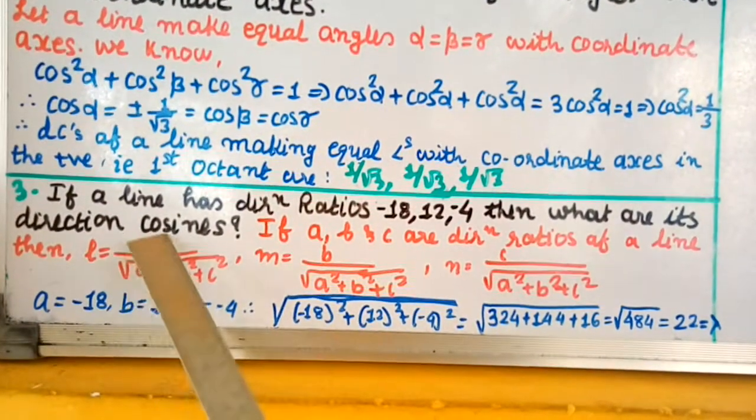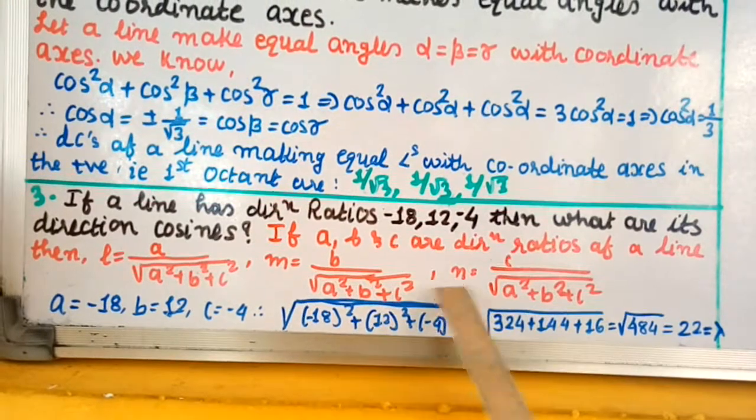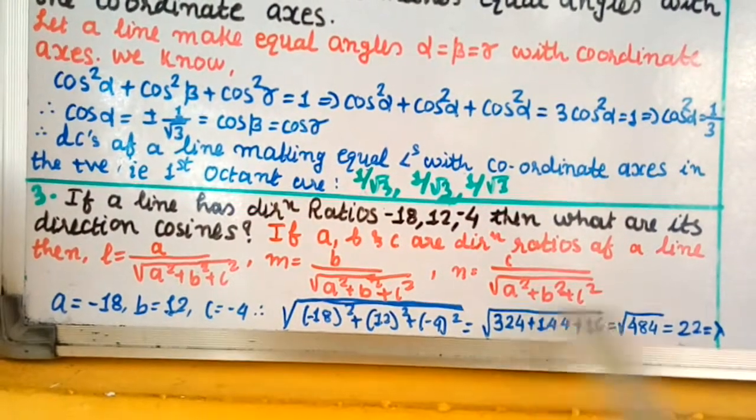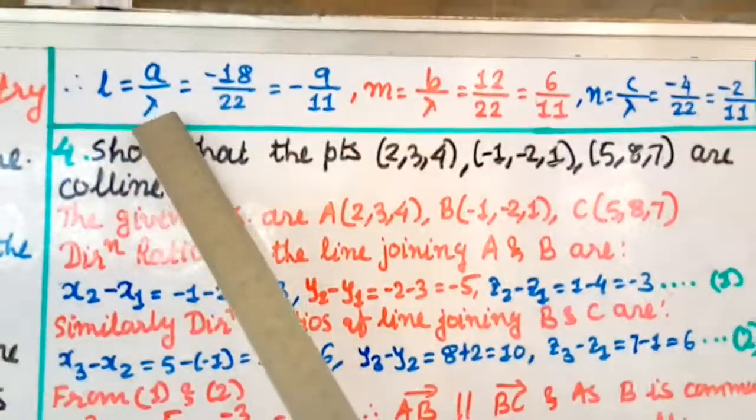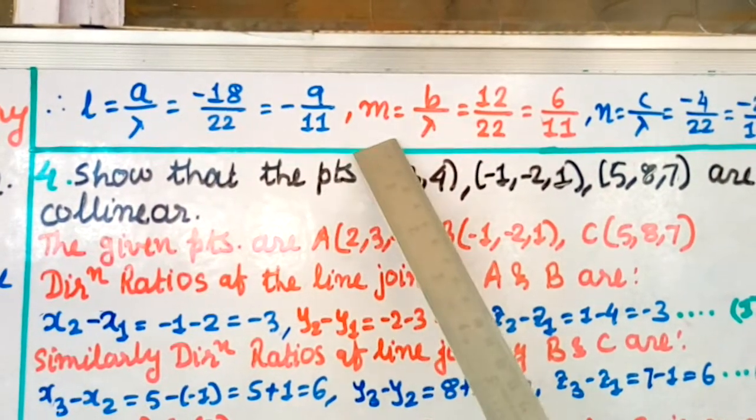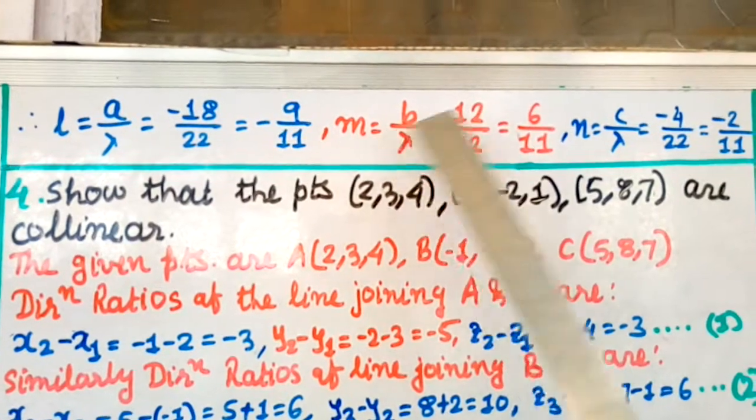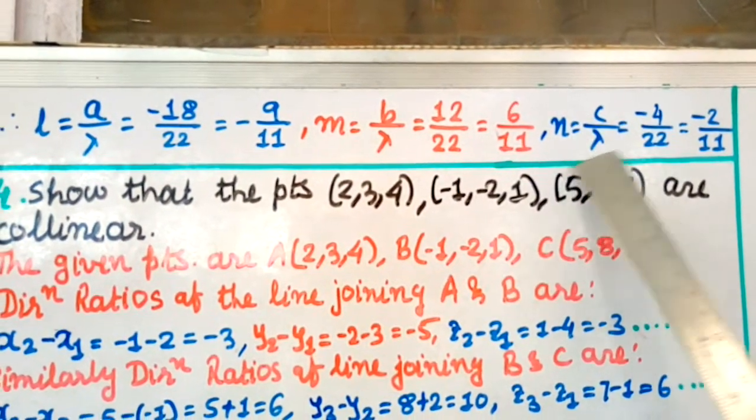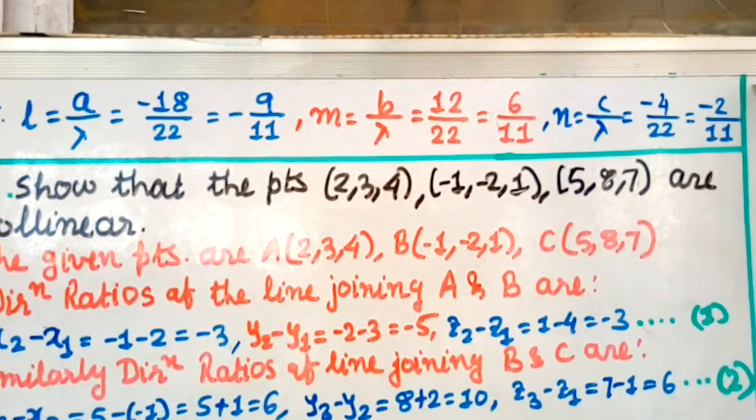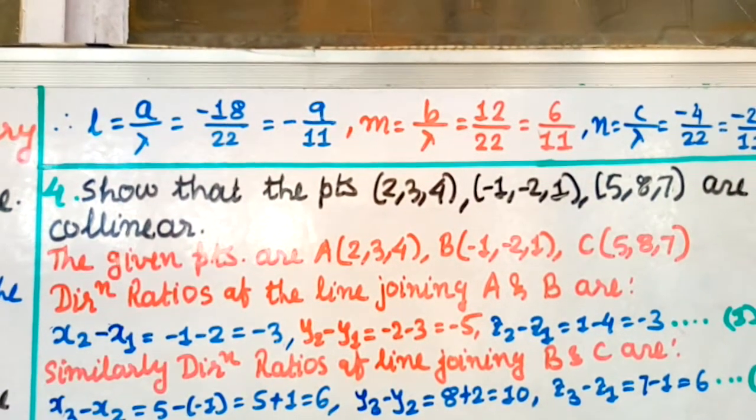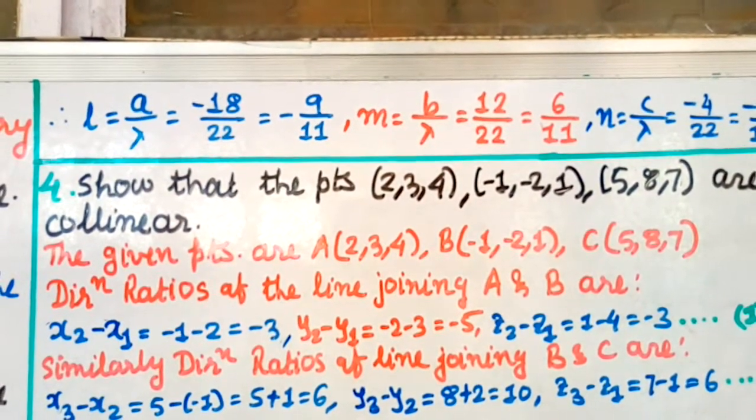Now L can be written as A by lambda, M as B by lambda, and N as C by lambda, and we put the values of A, B, C, and lambda. Lambda we found as 22. So L equals A by lambda, A is minus 18 by 22, cut by 2, so equal to minus 9 by 11. M is equal to B by lambda, B is 12, lambda is 22, cut by 2, so 6 by 11. N is equal to C by lambda, equal to minus 4 by 22, cut by 2, so minus 2 by 11. So these are the direction cosines of the line where we were given direction ratios.